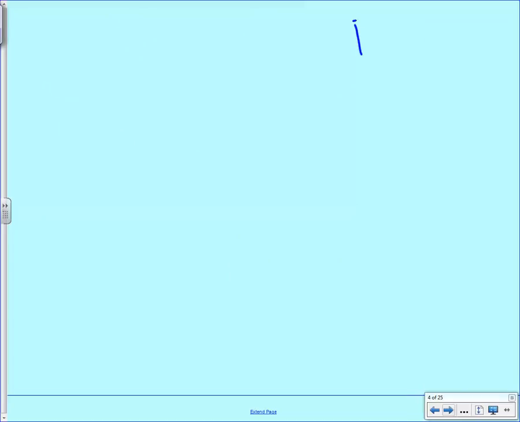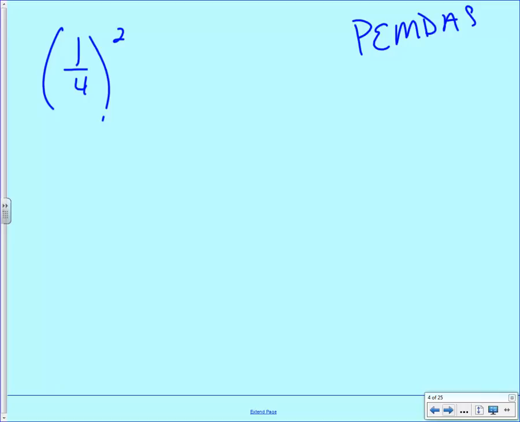And remember, order of operations tells us we're using the Please Excuse My Dear Aunt Sally rules. And this time we're not just solving with normal numbers or whole numbers, we're using fractions instead, just to make sure we know what we're doing that much better. All right, so this problem starts out very simple. It's 1/4 squared.